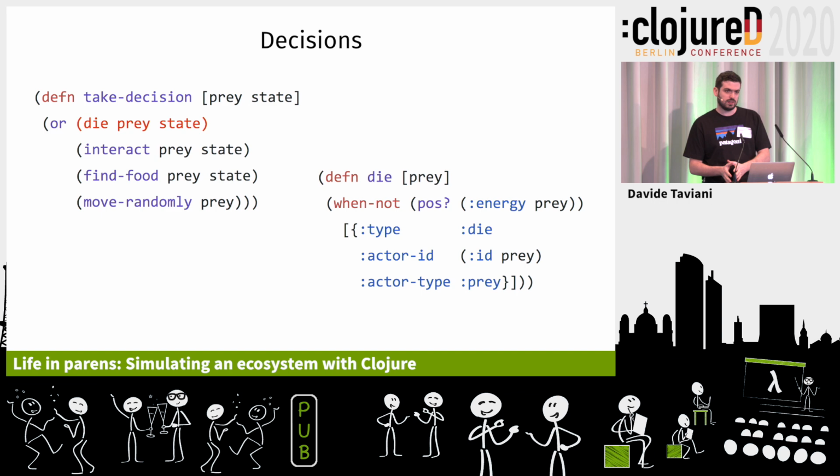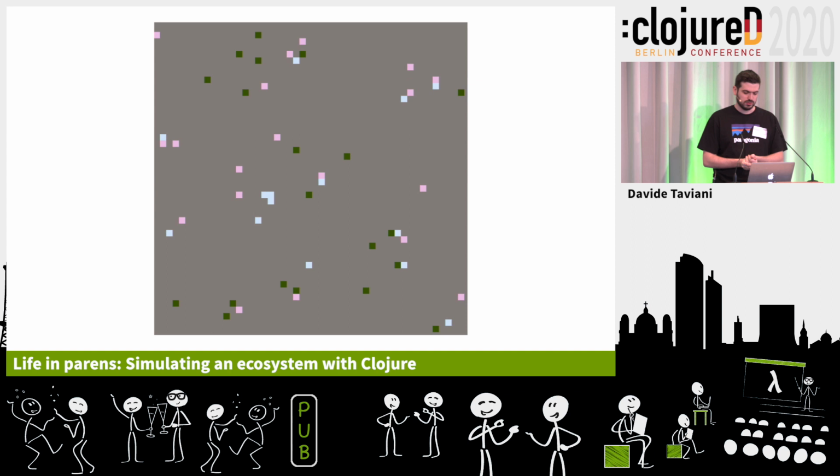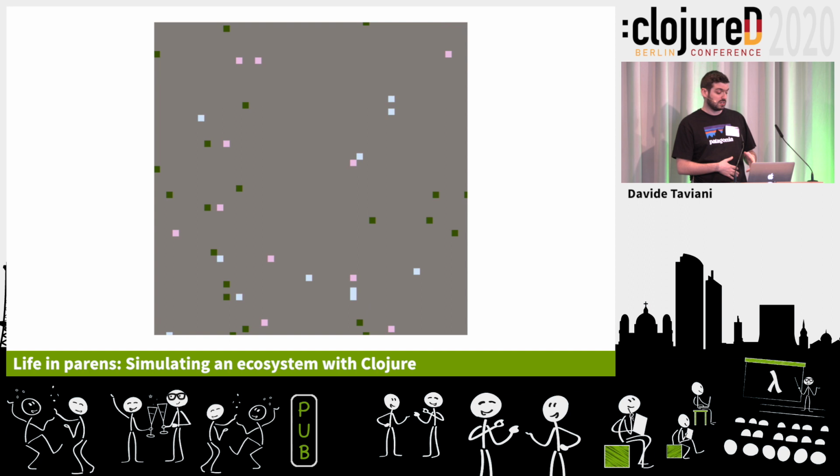So now they eat, but let's also have them die when they don't have enough energy. So in this case, die also comes before interacting, because if the conditions are that you actually should be dead, there's no need to think about whether you can interact with your place. So you can see here now they move and they die. A lot of them died. In this example, food available was much less than the number of prey available.